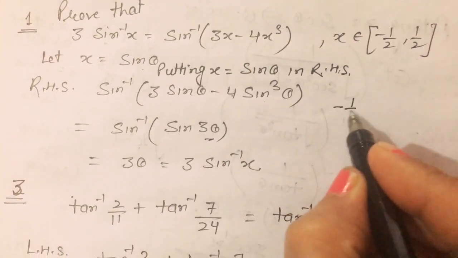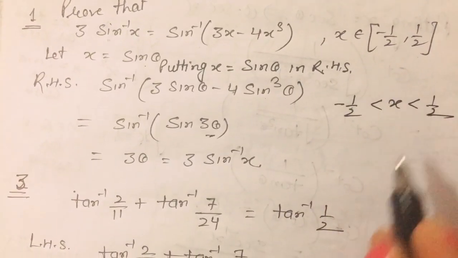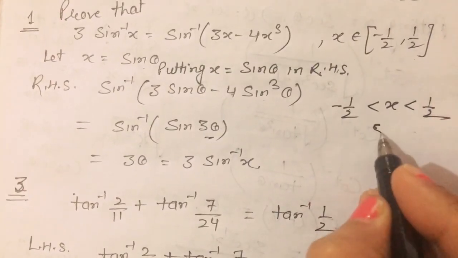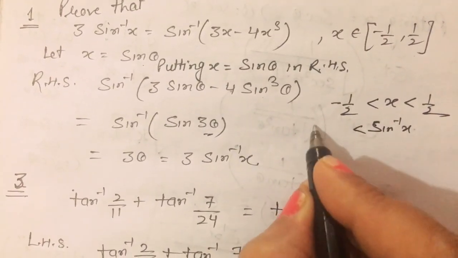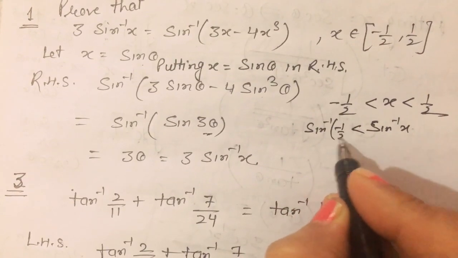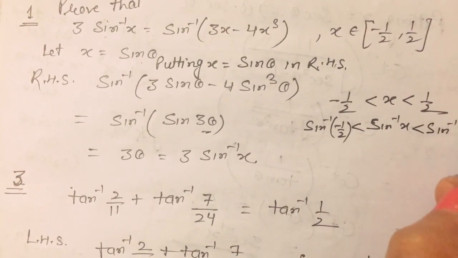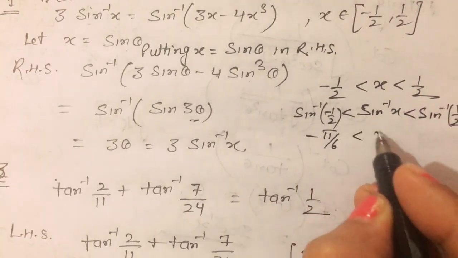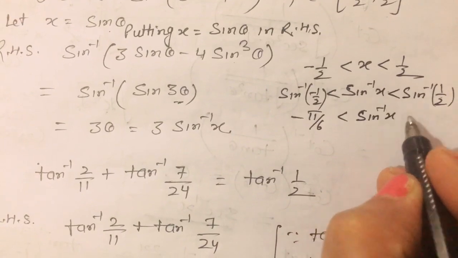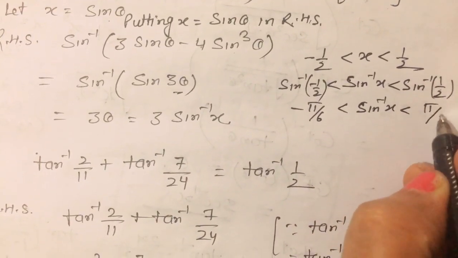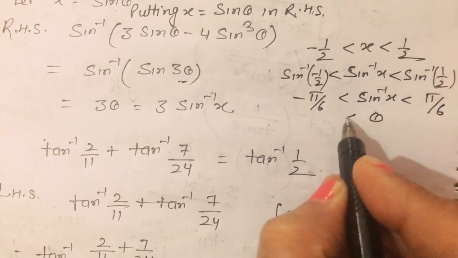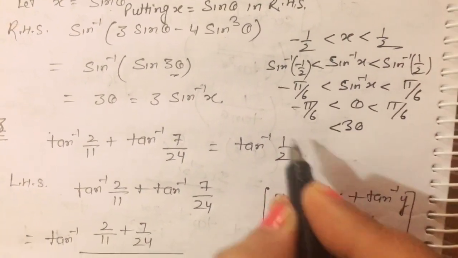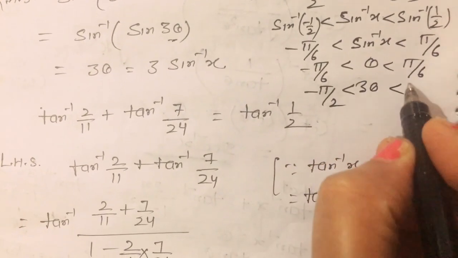If x is minus 1 by 2 to 1 by 2, then sine inverse x will be between sine inverse of minus 1 by 2 and sine inverse of 1 by 2. We know that this value is minus pi by 6 and this is pi by 6, and this is theta that we have taken. Now what is 3 theta? 3 theta lies between minus pi by 2 to pi by 2.